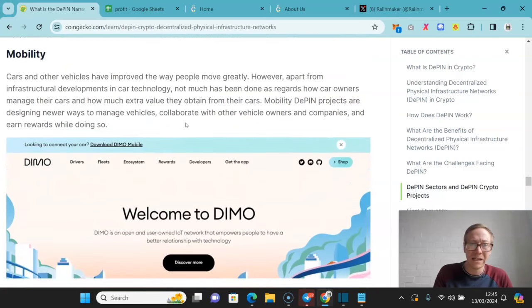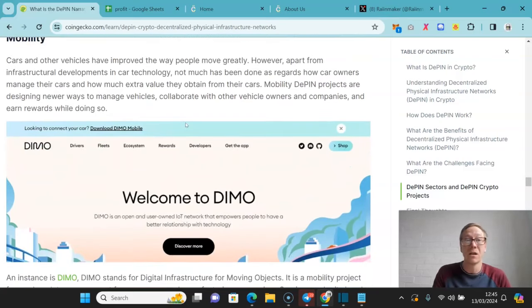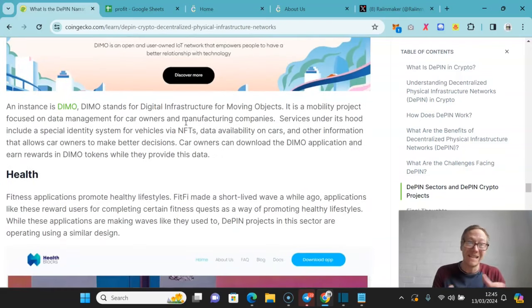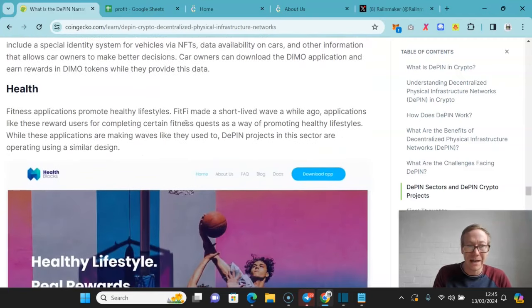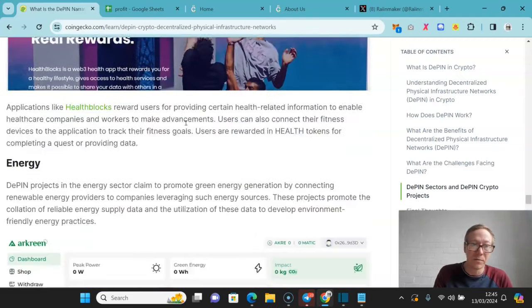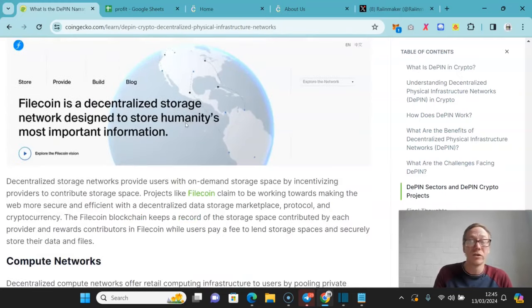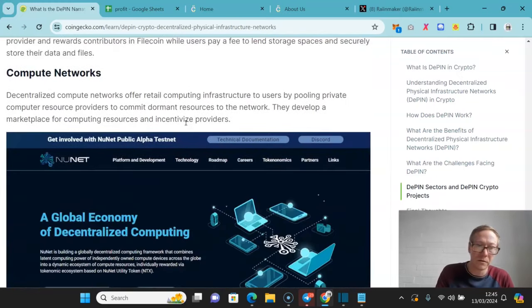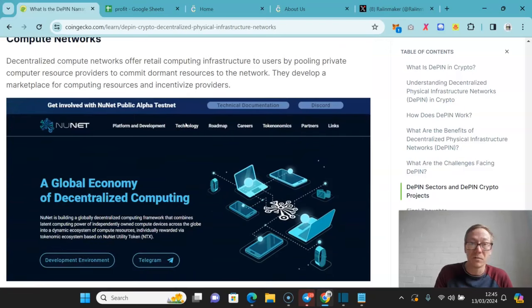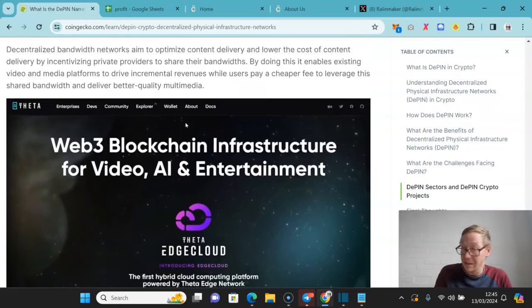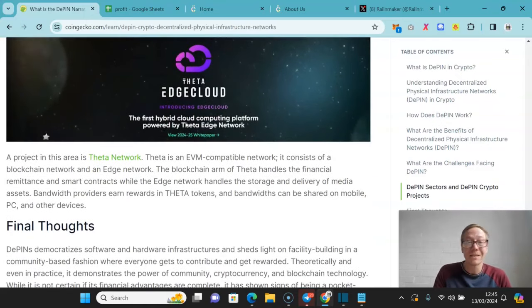Then you've got stuff like mobility. So mobility DePIN projects are designing newer ways to manage vehicles, collaborate with other vehicle owners and companies, and earn rewards doing so. DIMO is one that does that. You've got health variations like Health Blocks, energy variations like Arkreen, storage networks, obviously Filecoin's well known. Then you've got compute networks like NuNet, and bandwidth networks like Theta, right? And we are starting to see this growth.